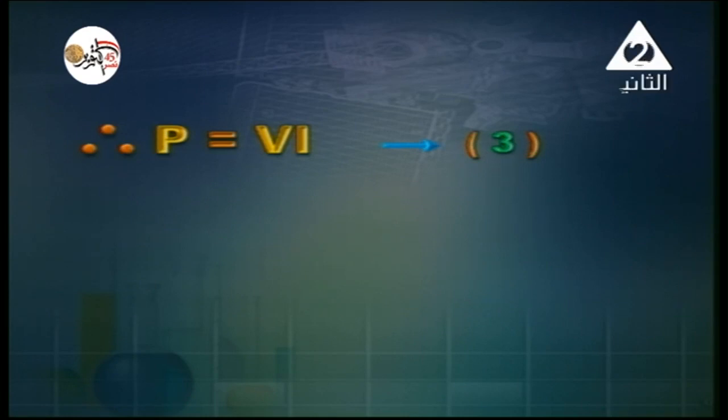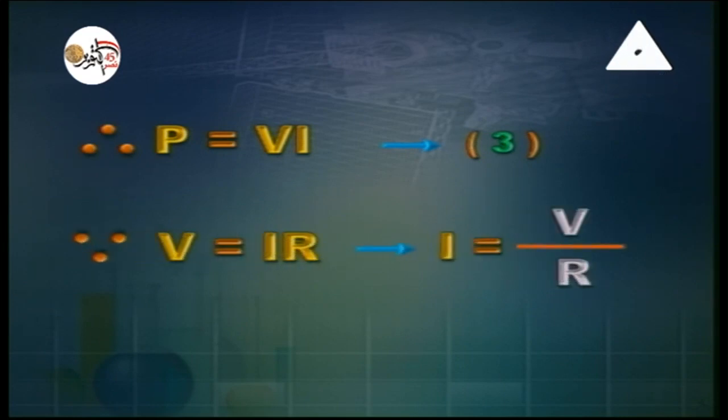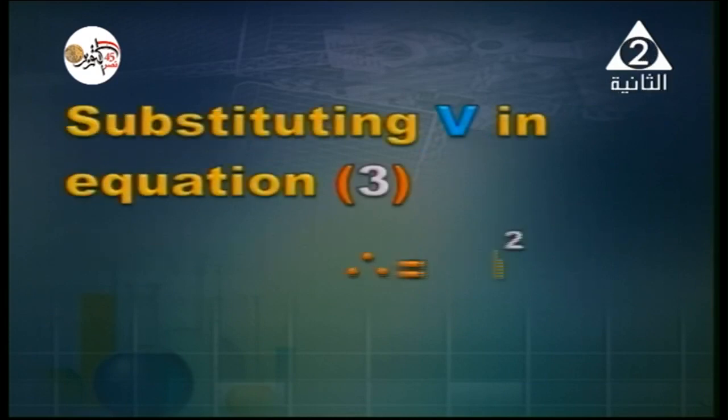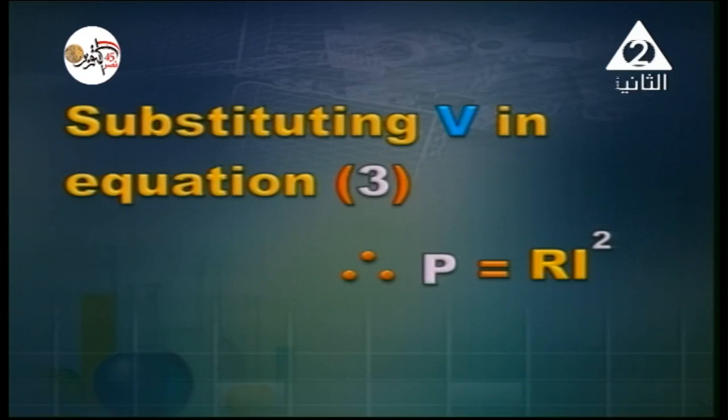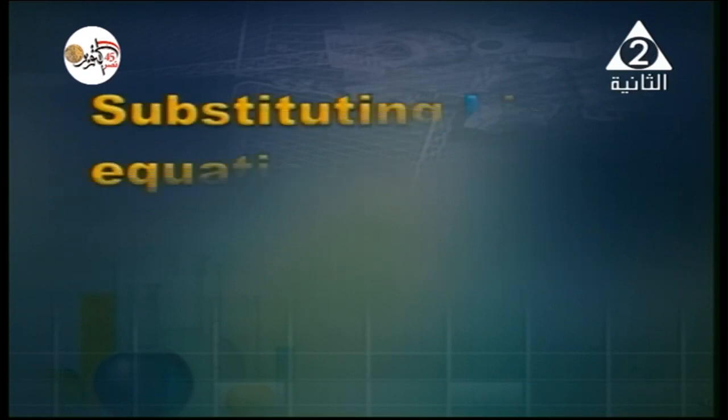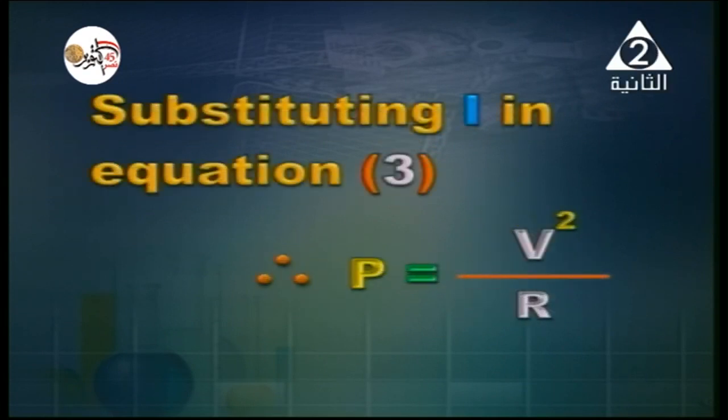And of course, we've got Ohm's law, V is equal to IR. So I is equal to V over R. Substituting for I in equation number 3, I equals V over R. So the power will be I squared R, and also it will be V squared over R.